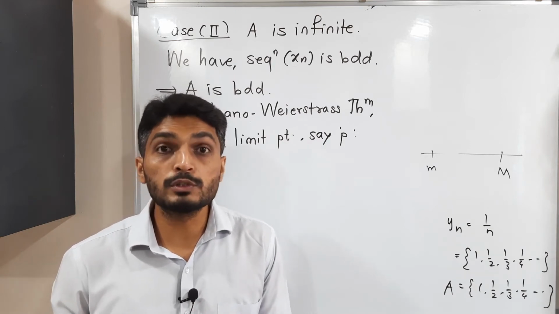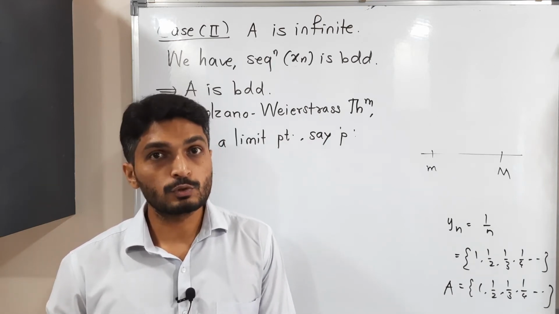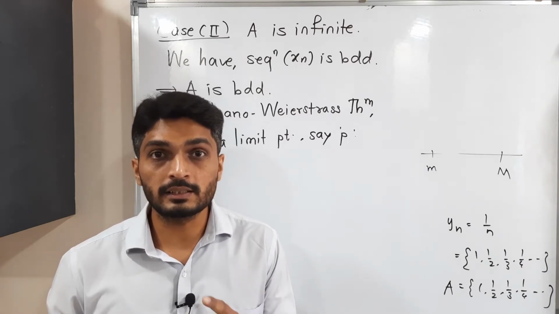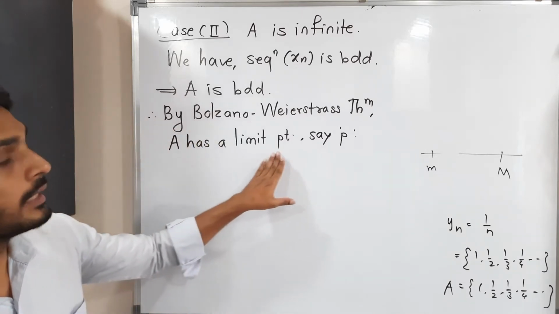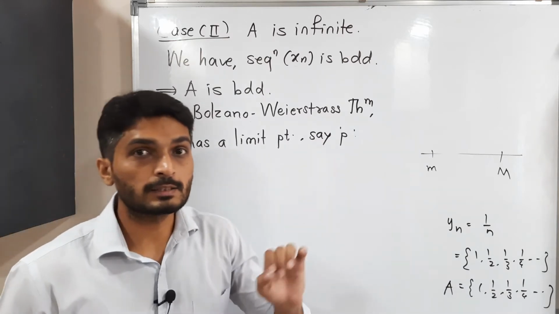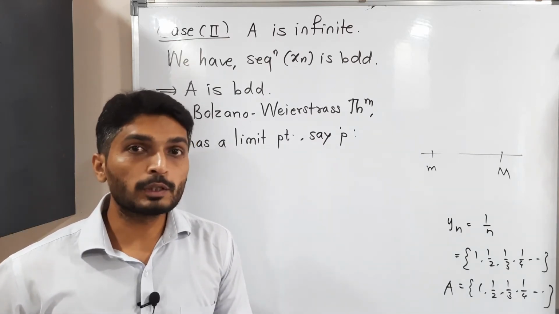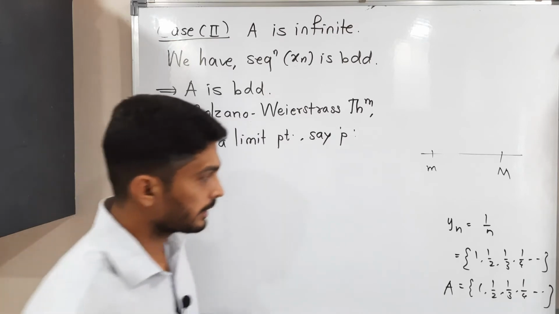So we can apply the Bolzano-Weierstrass property. The Bolzano-Weierstrass property says it has a limit point. So therefore we can say A has a limit point, I am calling it P. You are familiar with the definition of limit point. Tell me, what can we write?